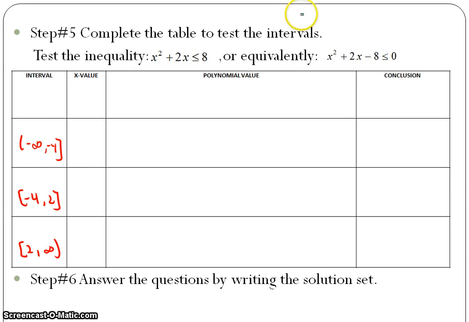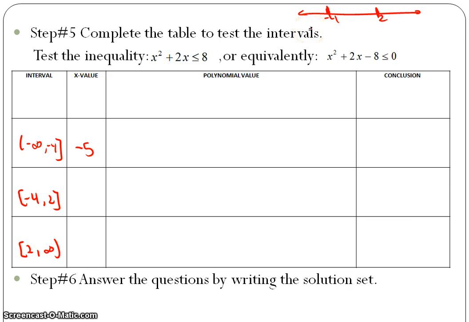So just to draw the number line again, I have minus 4, I have 2. I need to pick any number in this first interval. So I'm just going to pick minus 5. It doesn't matter, just as long as it's here, and it cannot be an endpoint. You can never pick the endpoints. Then I'm going to see, is that number above or below?